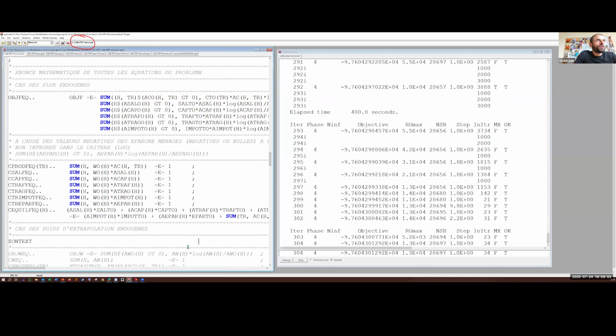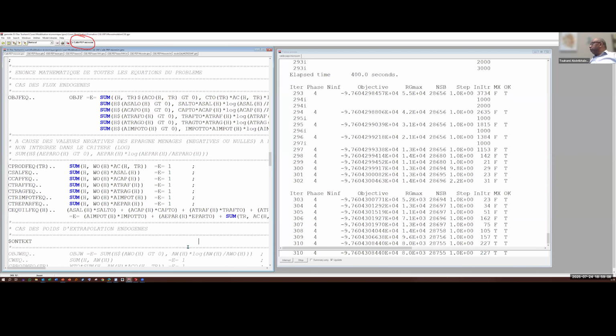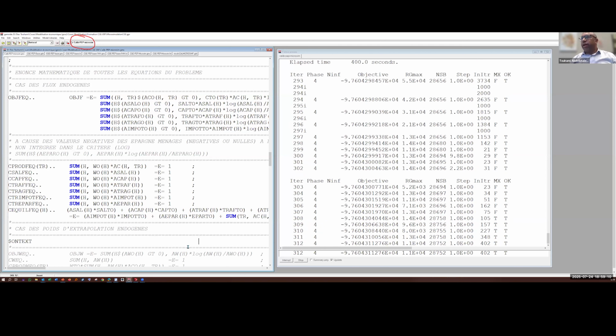I don't know if you want to add something else, Hemi or Dorothée. Dorothée? No, you have something to add? No, no, no. No, elle dit non.